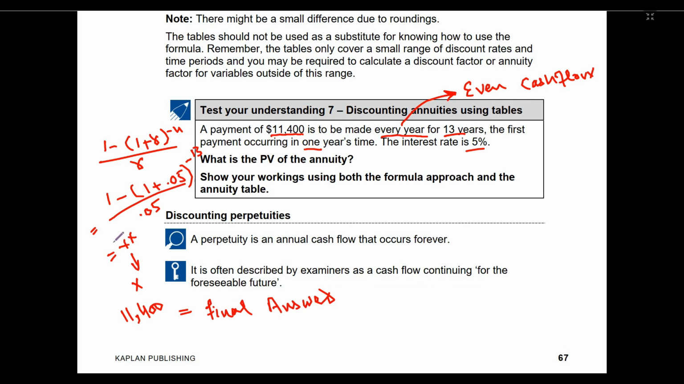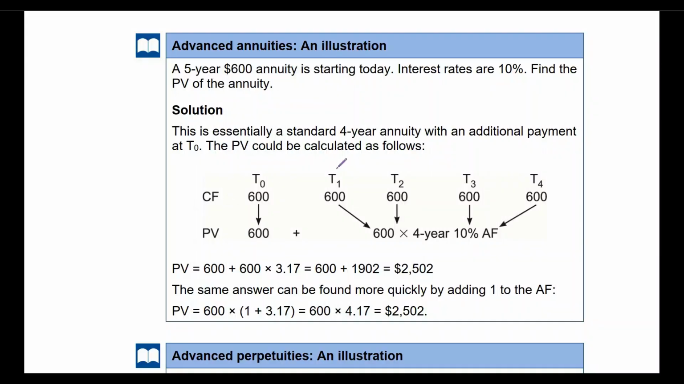These are the straightforward examples. Now we have another example related to annuities. Let's solve it. In this example we are expecting to receive $600 each year for the next 5 years, and it's starting today. It means it's starting in year 0, not in year 1. The interest rate is 10%. Find the present value of the annuity.